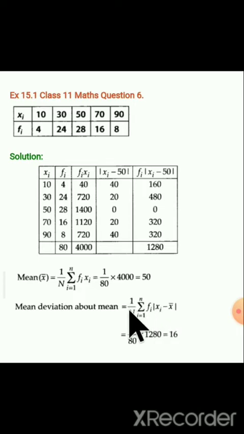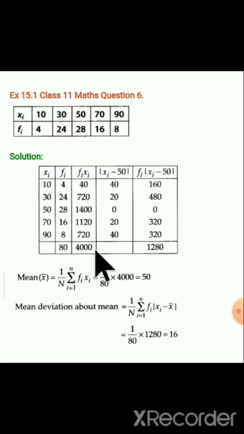So here required columns are, first one is xi, fi, they are given. Next we need fi into xi. Next we need xi minus x bar values for absolute. Next fi into this column. So we will get the value. Therefore first find out the value of mean, that is 1 by n into summation of fi into xi.